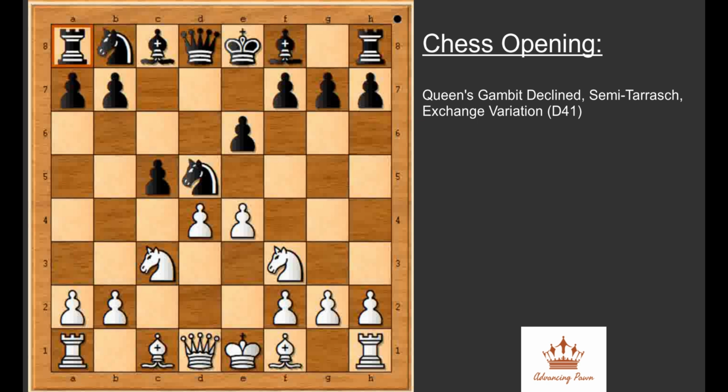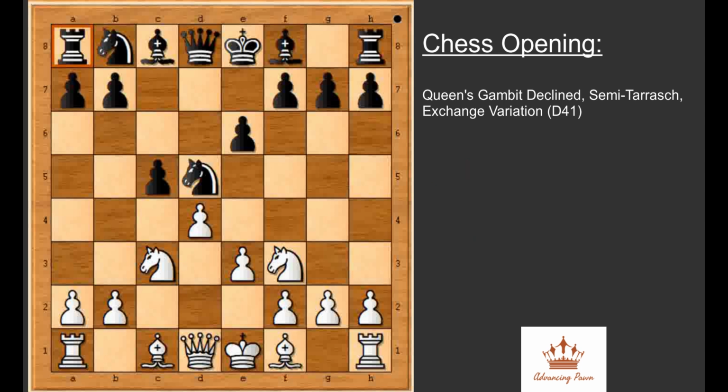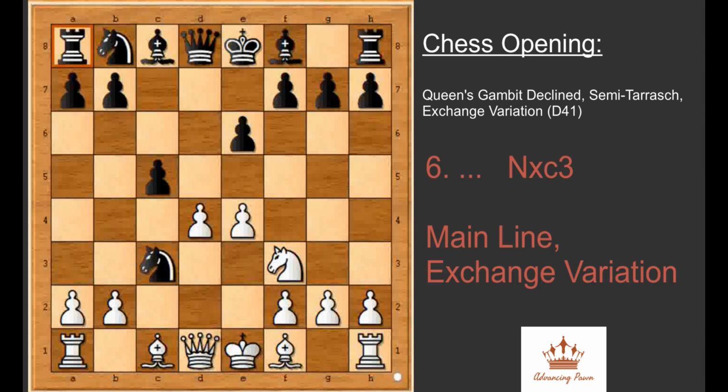Instead of e4, white could have played e3, which is the Pillsbury variation, or g3, which is another choice in the Semi-Tarrasch main line. But e4 is played. And pretty much the only good choice for black seems to be knight takes c3.